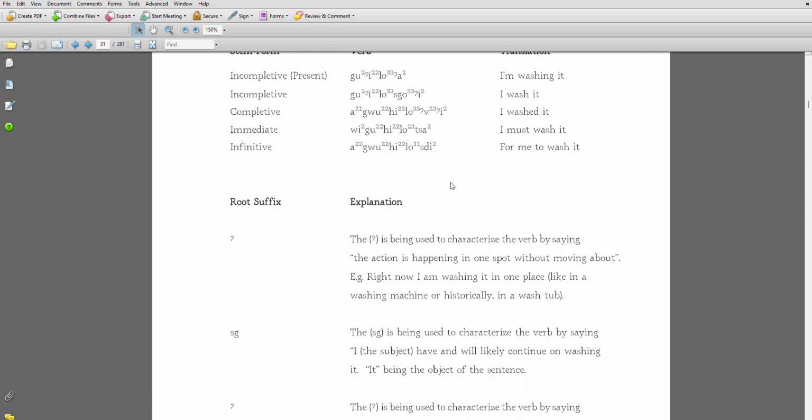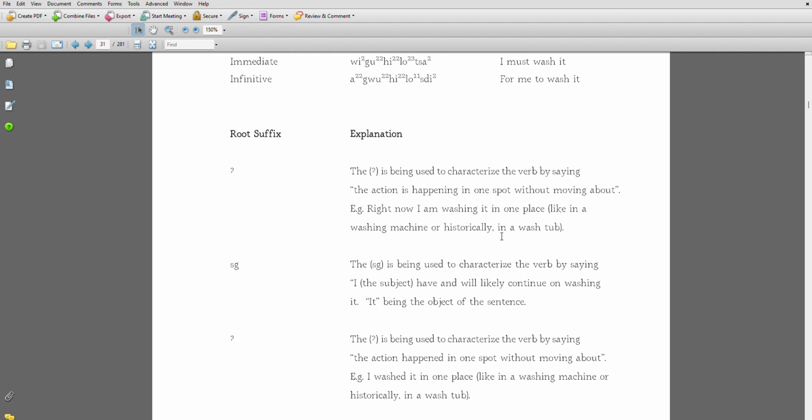Number 1, glottal. The glottal is being used to characterize the verb by saying the action is happening in one spot without moving about. Right now, I am washing it in one place, like in a washing machine or historically in a wash tub.